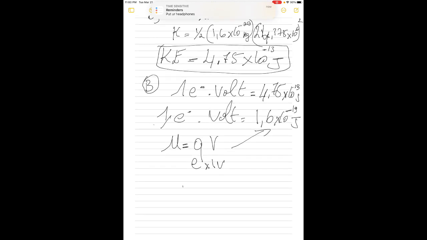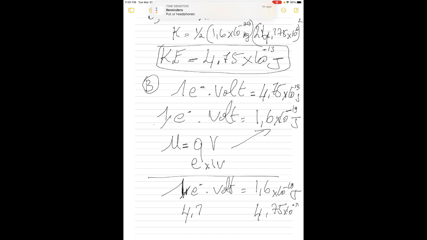So now the energy is 4. Okay, I'll do it again. So if 1 electron volt is 1.6 times 10 to the minus 19 joule, and this one is 4.75 times 10 to the minus 13 joule.